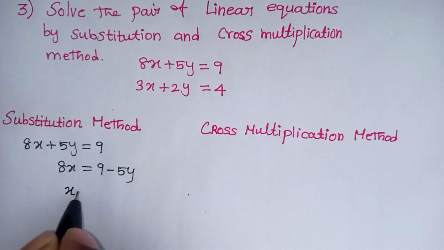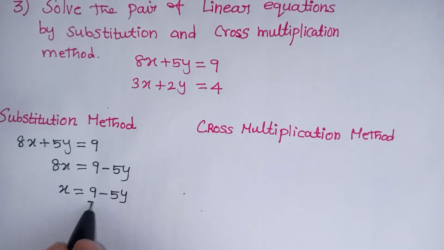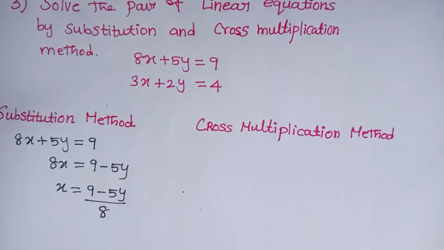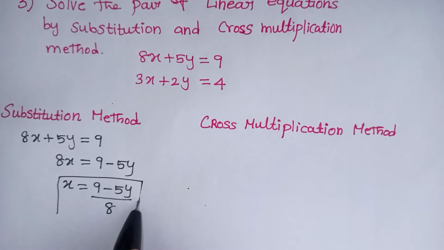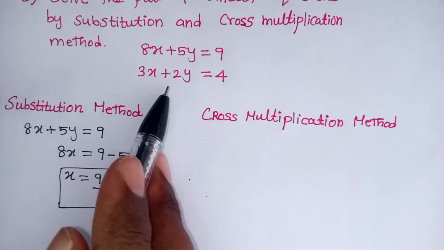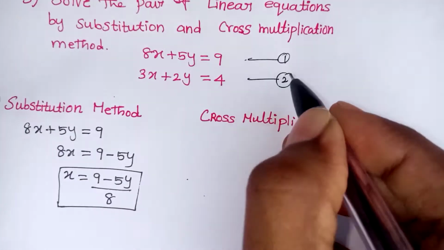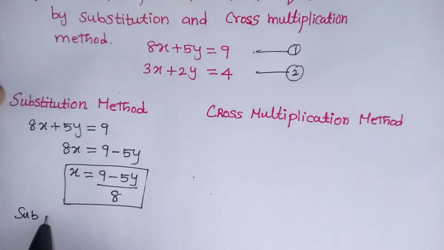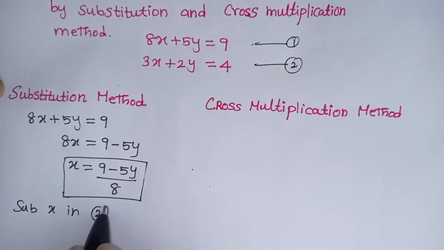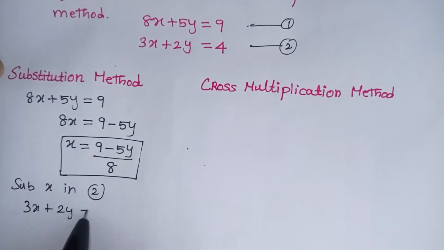Now what will be your x? x is equal to 9 minus 5y. This multiplication 8, when you are bringing it to this side, this will become division. So x is equal to (9 minus 5y) by 8. This x value should be substituted in the second equation. So this is your first equation, this is your second equation. Now here substitute x in the second equation. My second equation is 3x plus 2y is equal to 4.